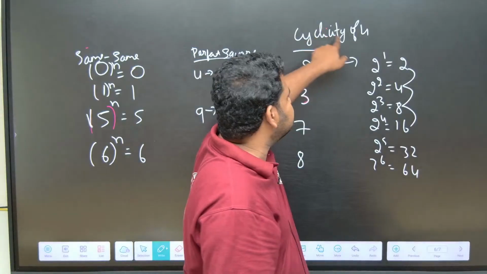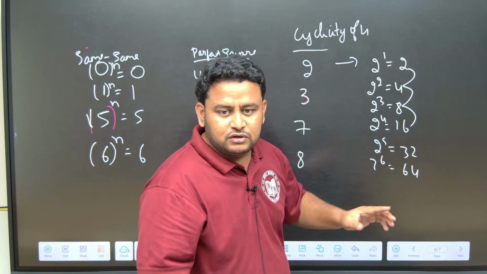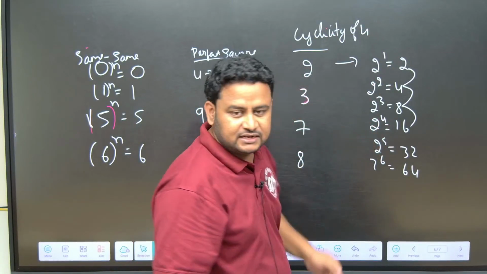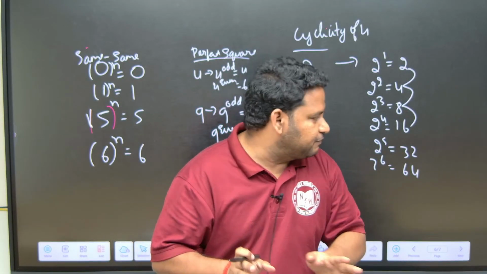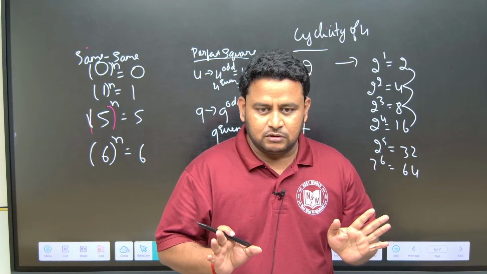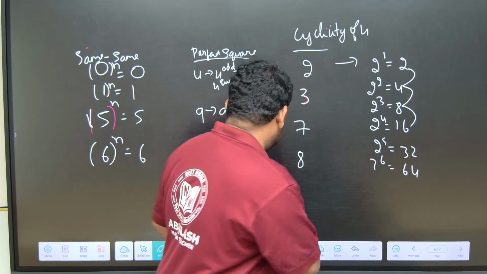That is why it is called as what? Cyclicity of 4. So, here for these numbers 2, 3, 7, 8, if they give any power, divide it by 4. If they give any power, divide this number by 4. Now, focus.